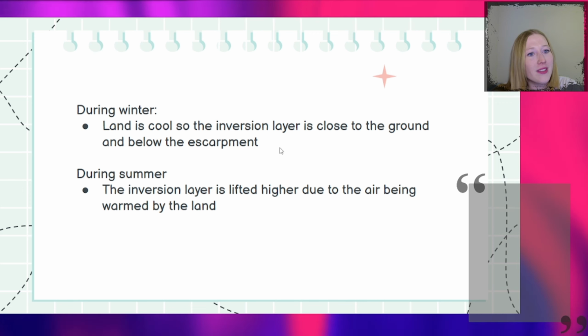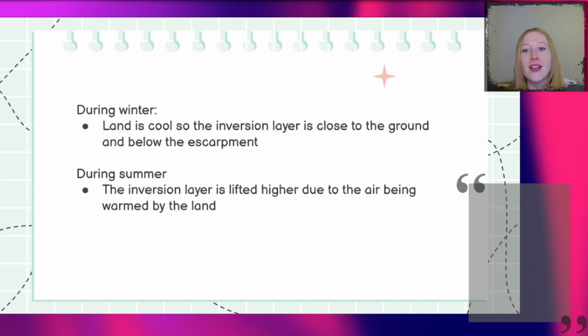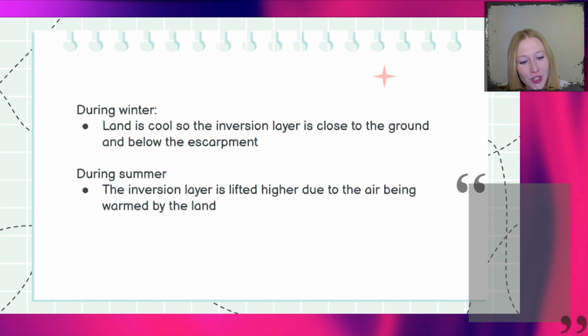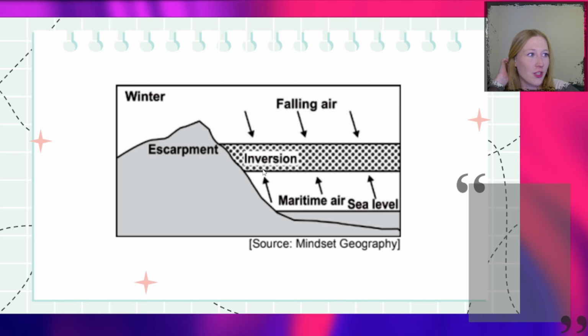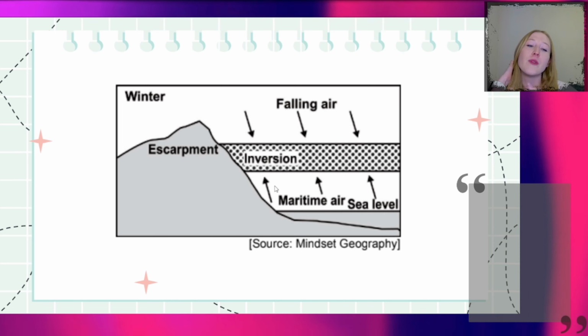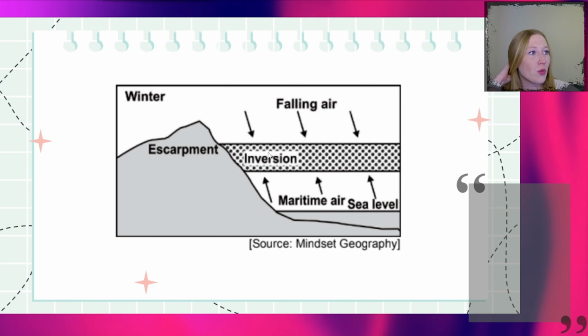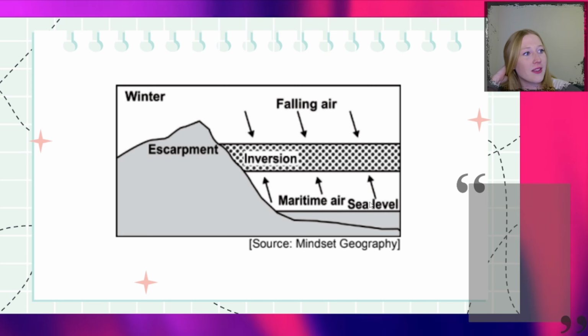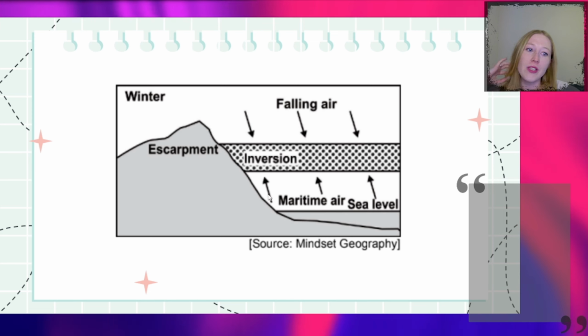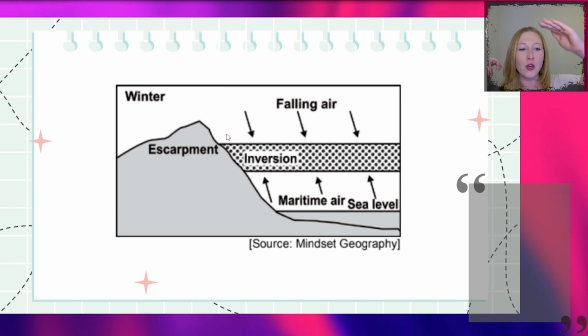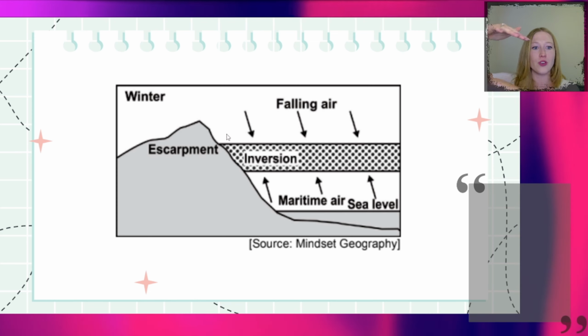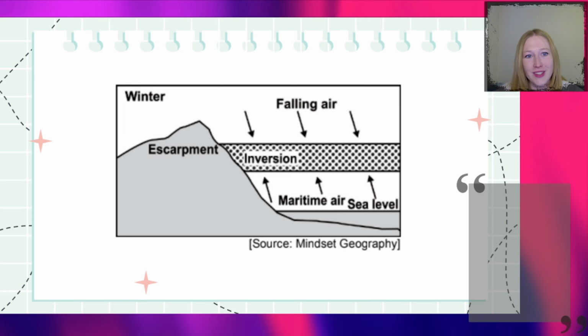In summer, warm air rises, so all of the systems rise with it, and that includes the inversion layer. In winter it's halfway down the escarpment, so it's blocking the wind from reaching the interior. But in summer, this would rise, and there is a clear gap for the wind to blow over the escarpment, under the inversion layer, and towards the low pressure in the interior.